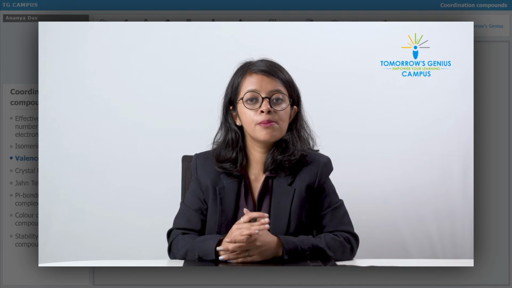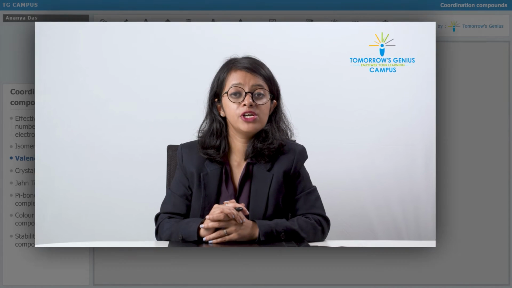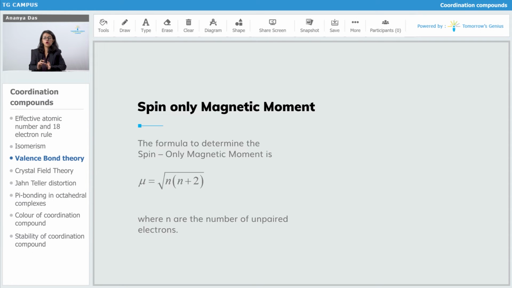To calculate the spin only magnetic moment, we have a formula in which we write mu is equal to under root of n into n plus 2. In this case, mu represents the spin only magnetic moment, and n represents the number of unpaired electrons. The spin only magnetic moment has units of BM. BM stands for Bohr magneton. So that is the spin only magnetic moment.